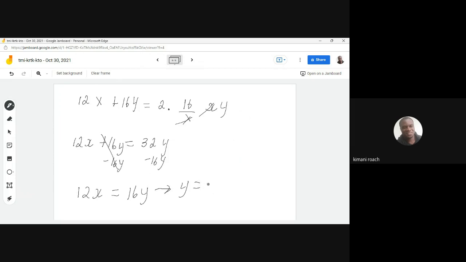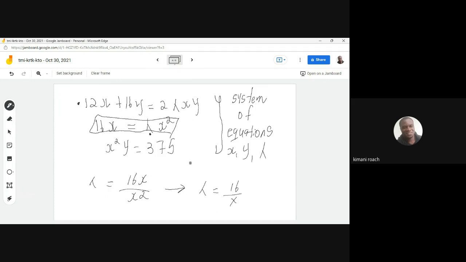y is going to be equal to 12x over 16, which means that y is going to be equal to, 4 into 12 goes 3, 4 into 16 goes 4, so that's going to be 3/4 x.